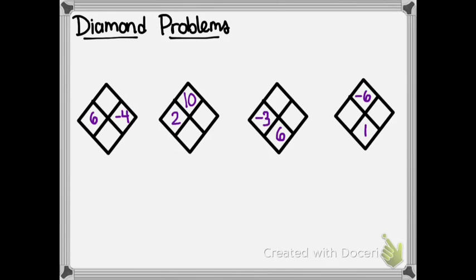So diamond problems are a little set of problems that we have in our textbook in Chapter 1 that are basically at this point just kind of number games for us. And our goal is to look at two numbers in these two cells here. And what we want to do is figure out what they multiply to, and that number is going to go up top here in this cell, and what they add to, and that number is going to go down here in this cell.